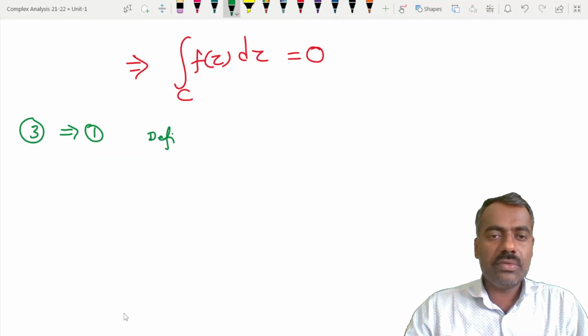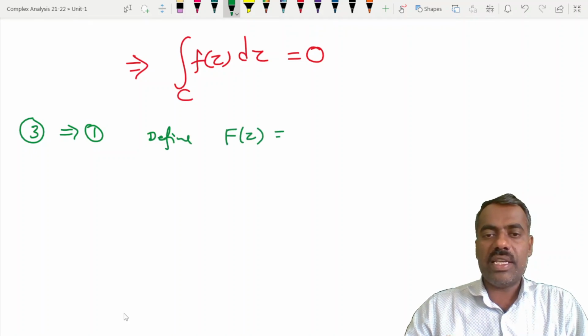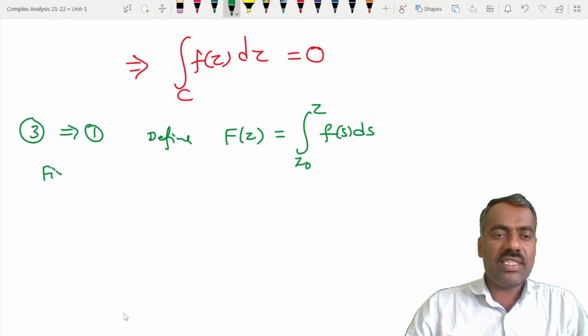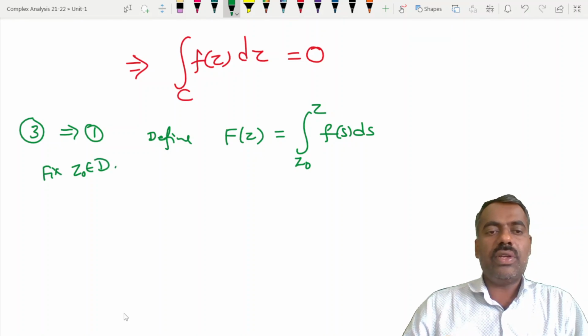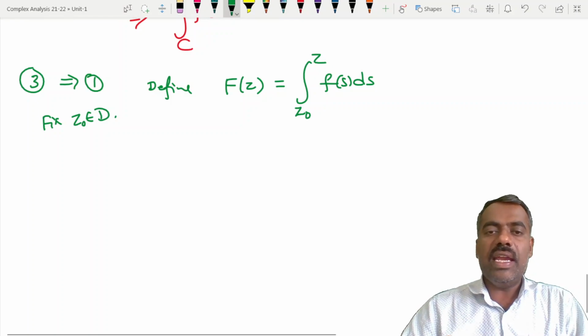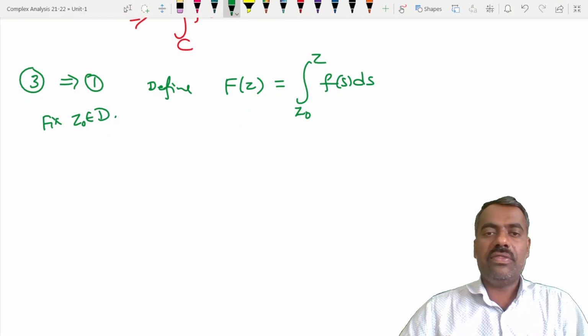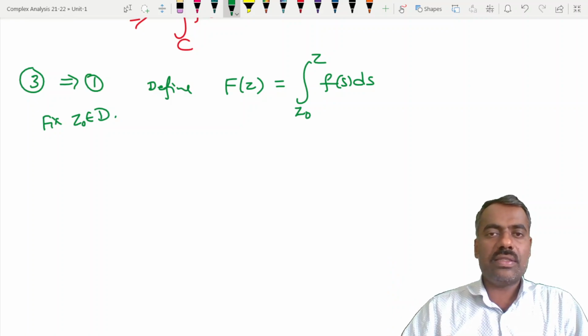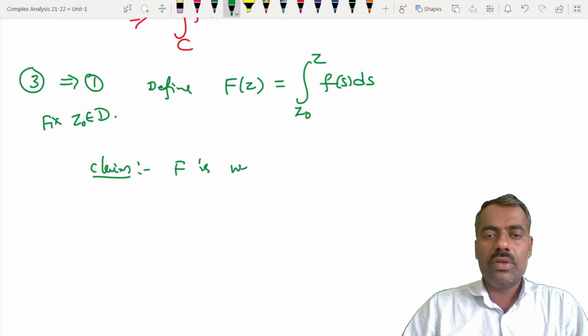So define capital F of z, for z any point of the domain D, as the integration from z naught to z of f(s) ds. If you want, you can write: fix the point z naught in D. Then for any given z in D, you define F(z) as the integration of f(s) over the contour starting from z naught to z. Now, we will first show that this F is well defined.